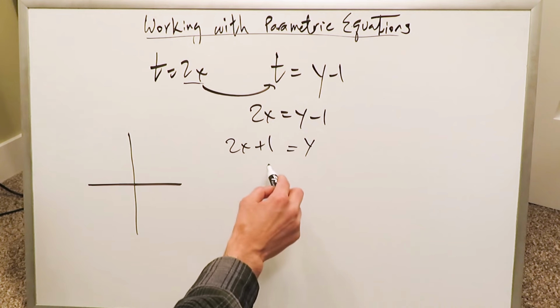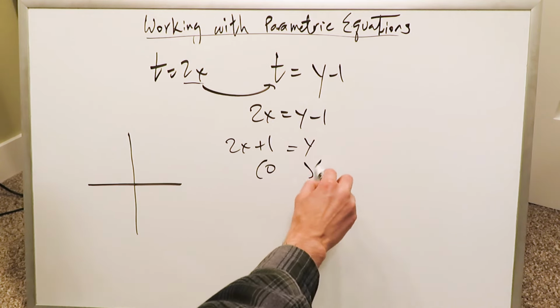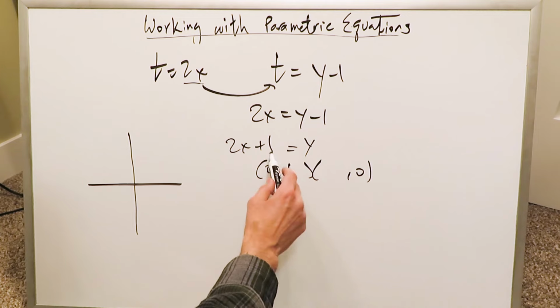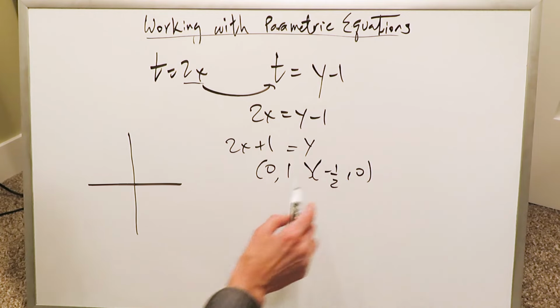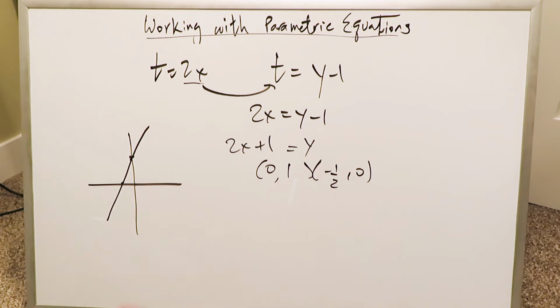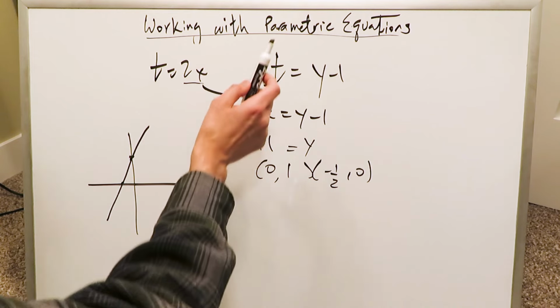y equals 2x plus 1. You can do two sets of values. If x is 0, y is 1. If y is 0, x is minus 1 over 2. When you graph it out, you're getting something which looks like this. Now we have to determine the direction of the curve, which would very well be determined by your parameter.